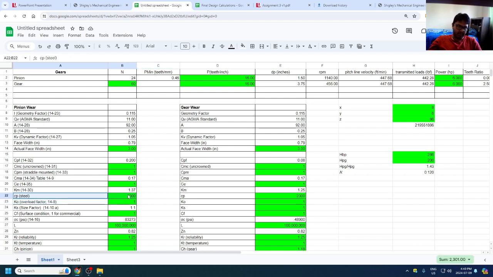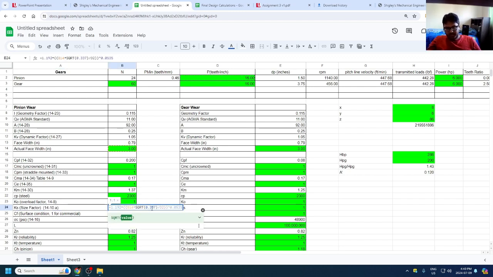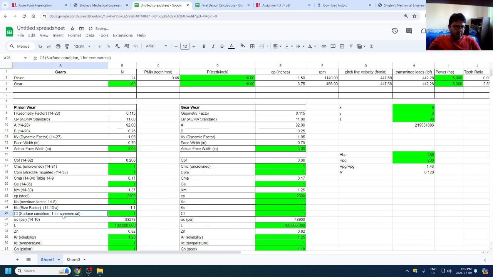It's going to be steel, so Cp is going to be 2300. The overload factor is going to be 1, assuming there's nothing there. The size factor is going to be 1.1 from this equation here, which we got from the Y value. And for the surface condition, if it's commercial, it'll be 1.